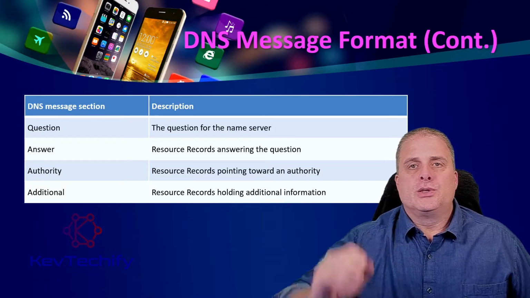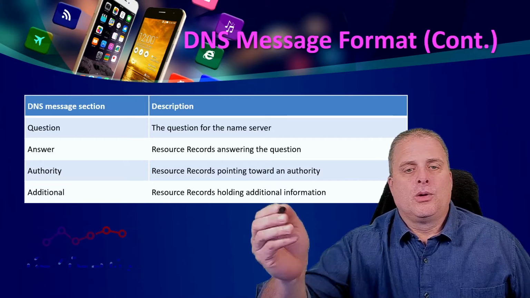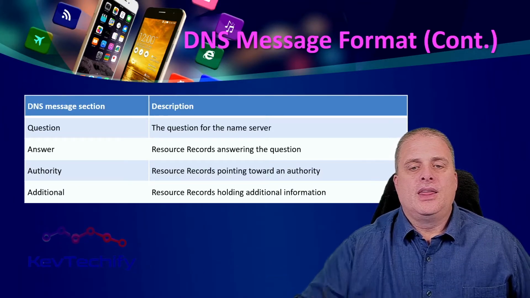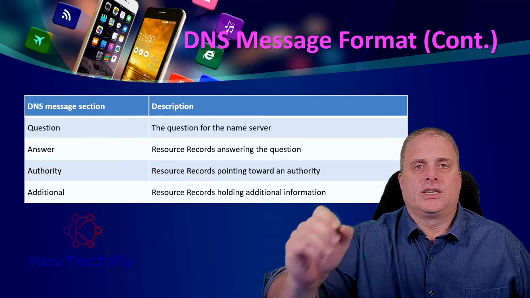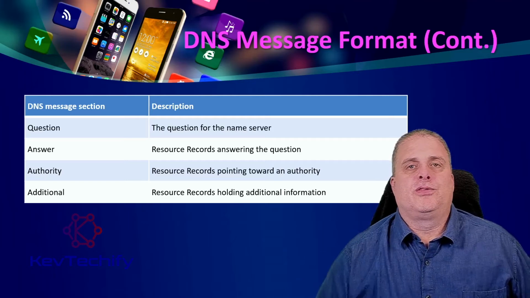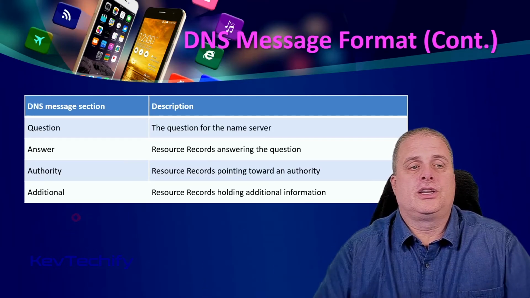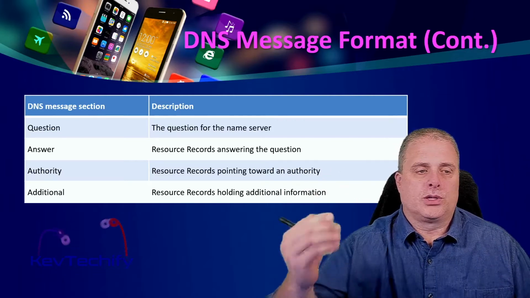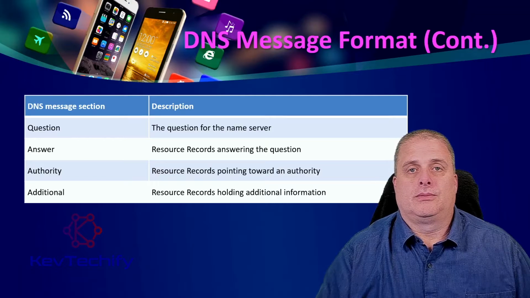The question is, we're looking for this name server. The answer is that resource record about that name. Then we point it towards an authority, somebody that says, okay, yes, this is the IP address, and then any additional information handled. And every time a DNS server needs to talk to another DNS server, it goes through these 4 steps: the question, the answer, the authority, and the additional information.